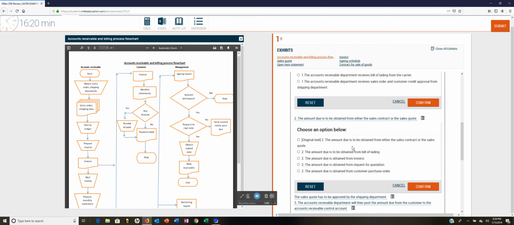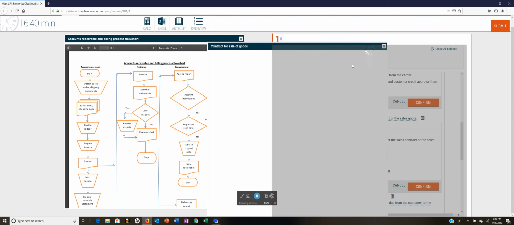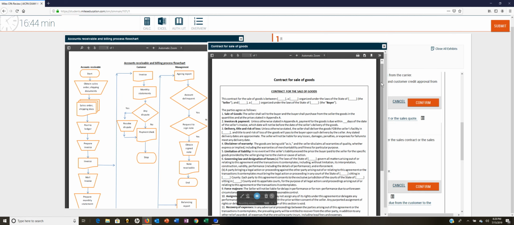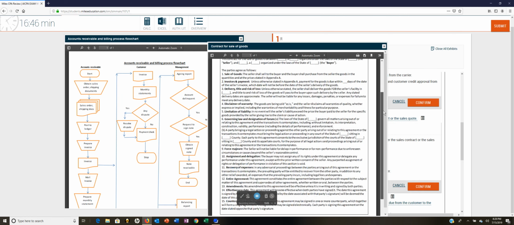All right, so the amount due is to be obtained from either the sales contract or the sales quote. Doesn't look like the sales contract shows a price, right? So I'm not sure we're going to use that wording. Again, I'm going back to that just to confirm. This is really exactly what you'd be doing on the exam.